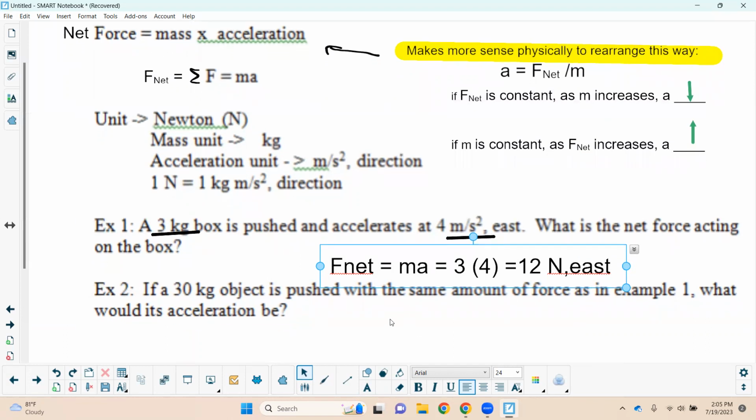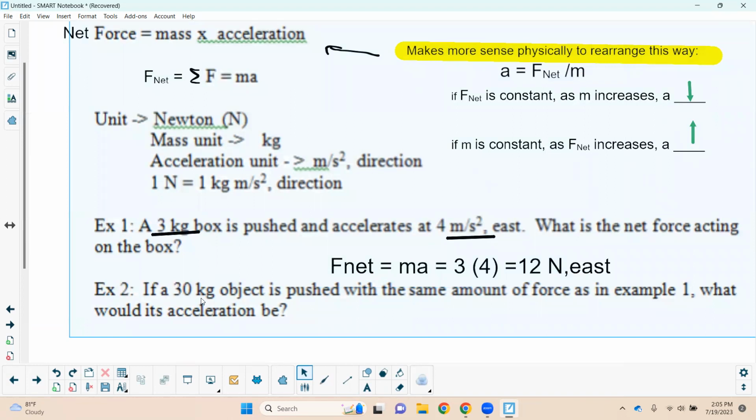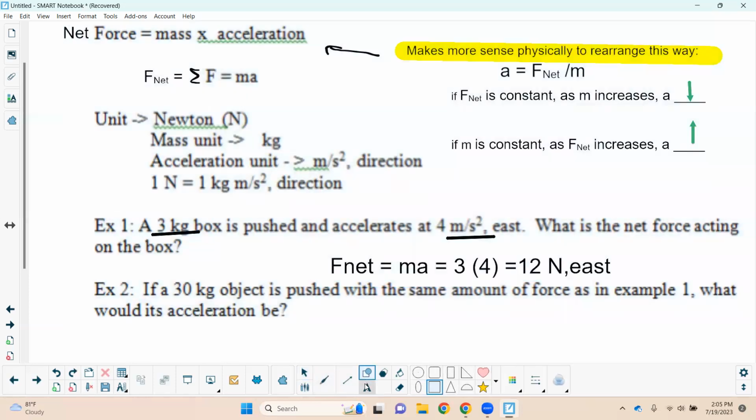The next problem says if we pushed a 30 kilogram object, so if we think about this, our mass got bigger. If we pushed it with the same amount of force, so we're pushing it with 12 newtons of force to a 30 kilogram object, what would happen to the acceleration? So we said that if mass gets bigger with the same force, our acceleration should get less. So we would expect our acceleration to get less. We can use the same kind of relationship and just plug in the numbers.